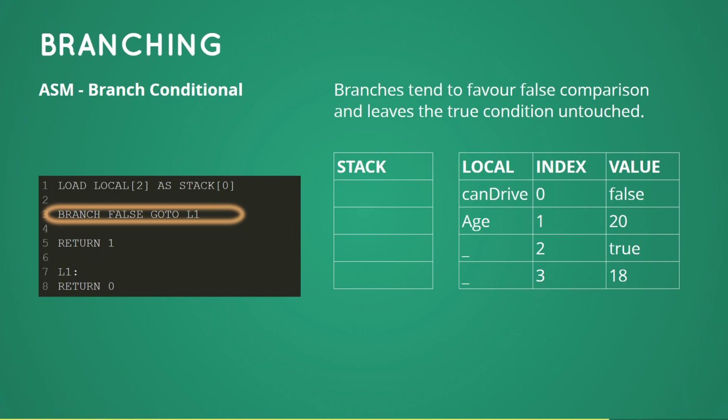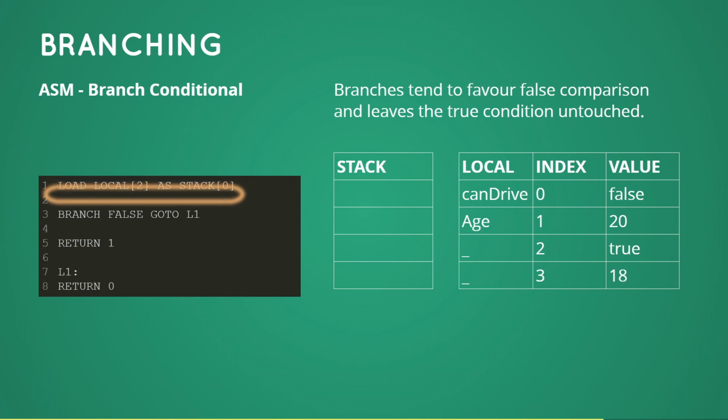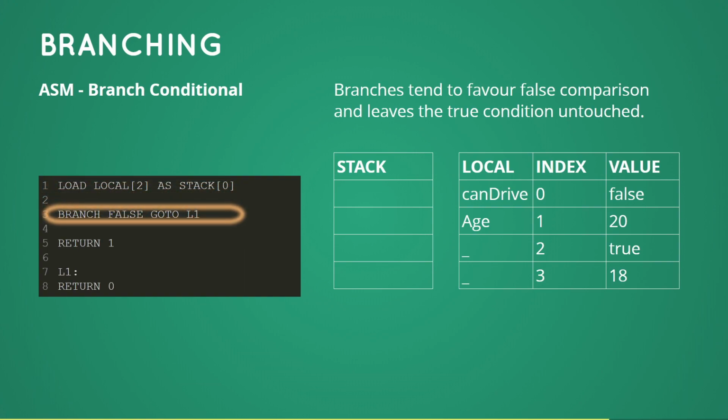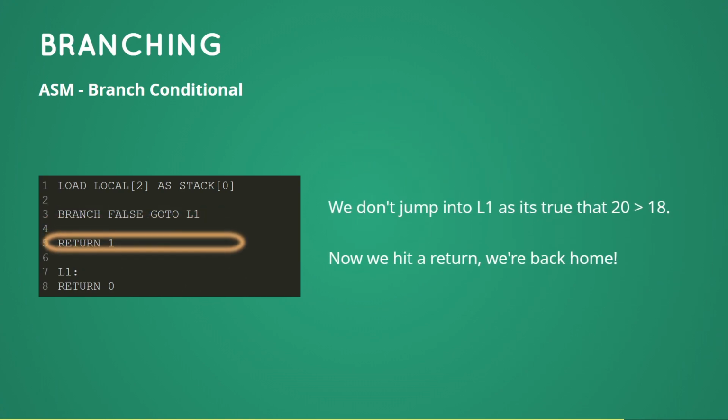But in this case, if you look back, notice the stack has a value of true. So this will evaluate false. But if this was false, we will jump into L1. But in this case, we haven't gone false. And since it's true, we jump into return of 1. And notice that this is the validation of 20 more than 18. And once we hit return, that's us done for that part.